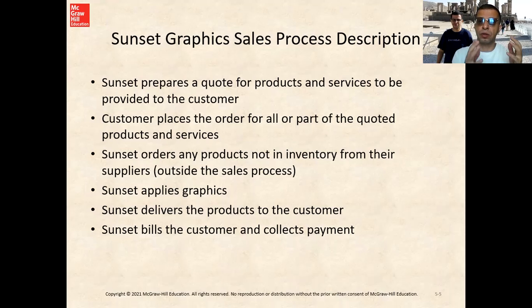Then when they order it from outside, they bring it in and apply the graphic on it, whatever the customer is requesting. Then Sunset will deliver the product to the customer, and at the same time Sunset bills the customer and collects the payment, whether cash or accounts receivable.